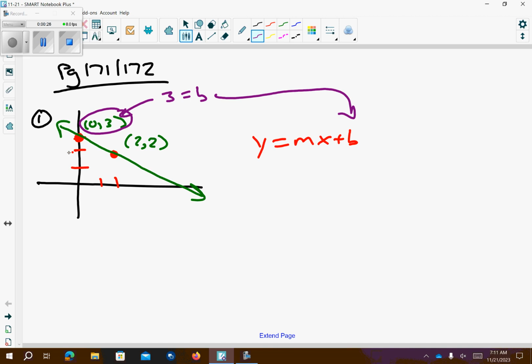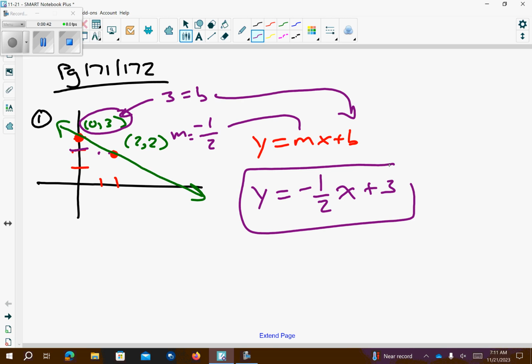Then we just need to find the slope, so I'm going to go down 1 and right 2. If I go down 1 and right 2, I'm going to get a slope of negative 1/2. Plug those both in. Don't forget the x. That is my equation to the line.